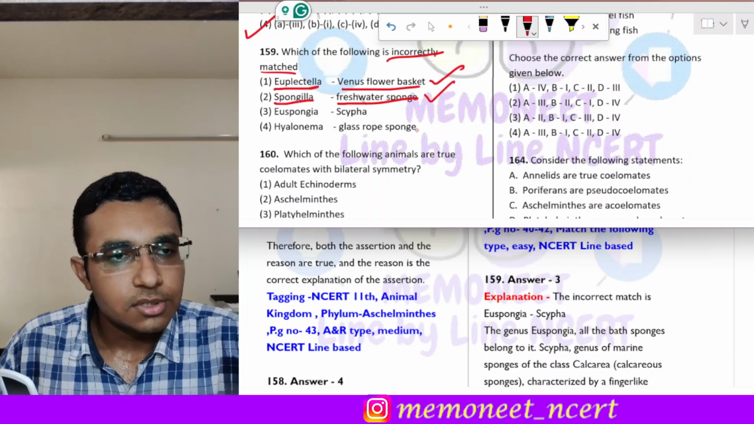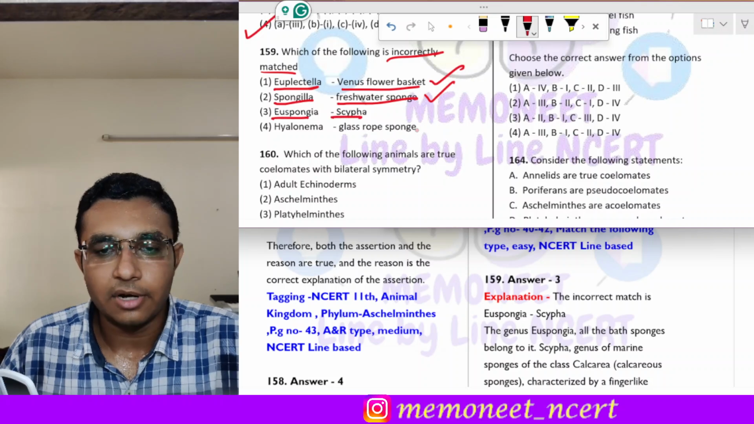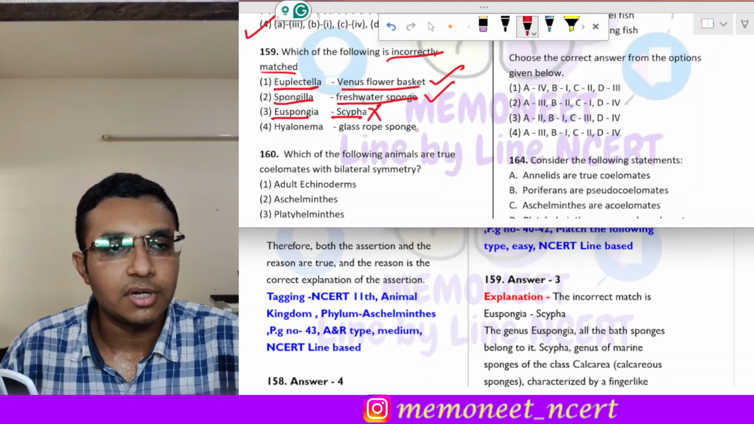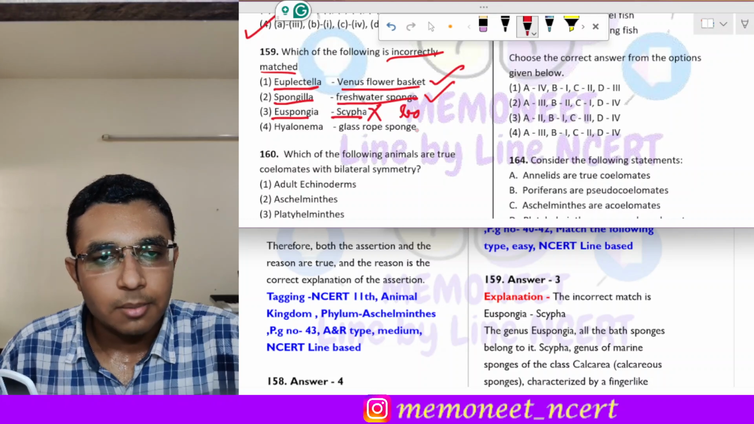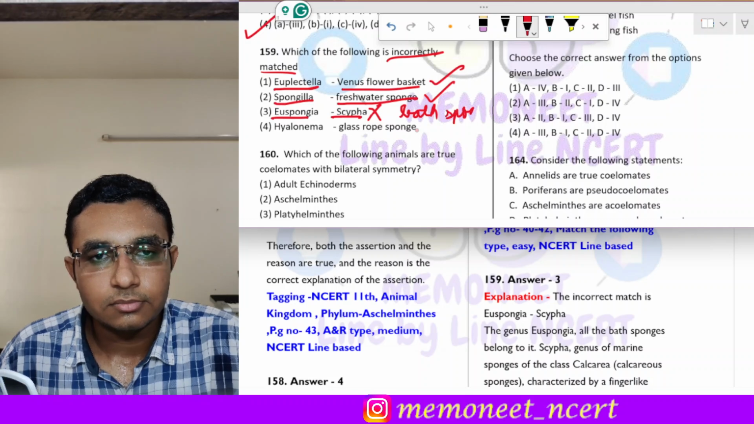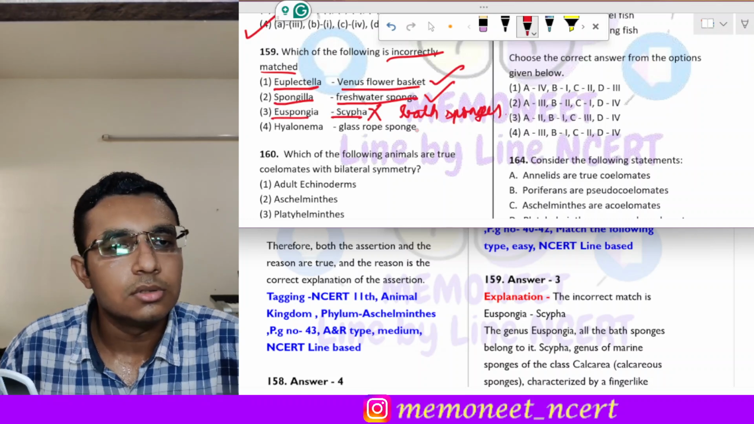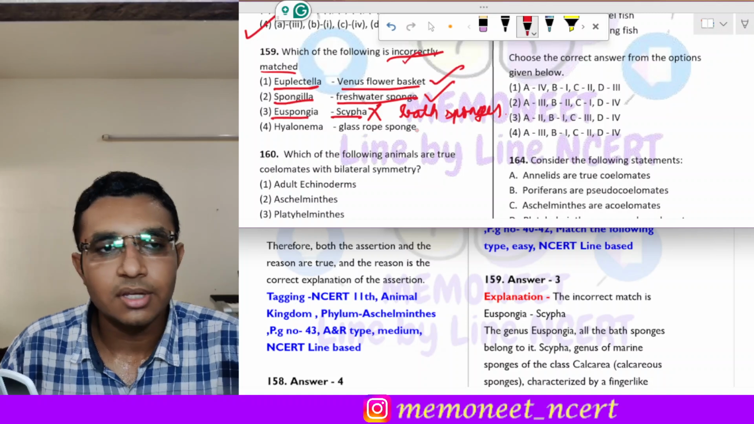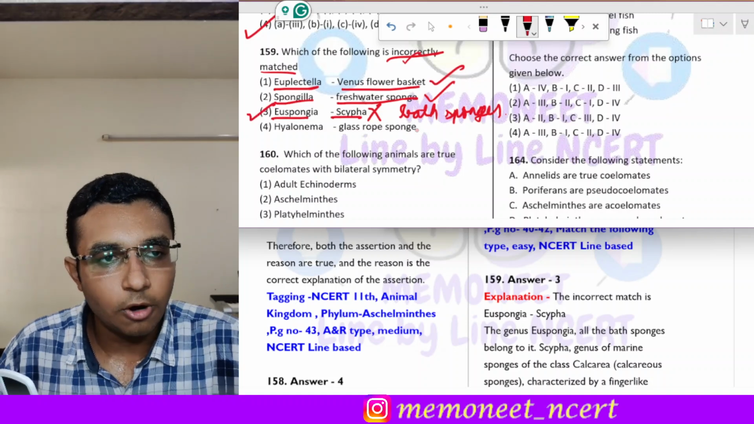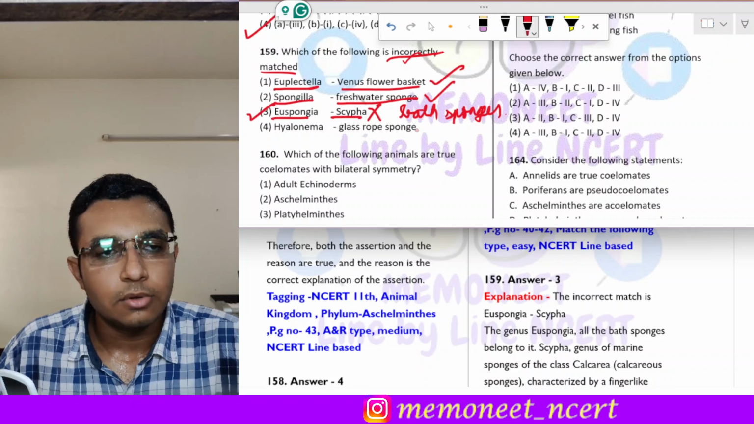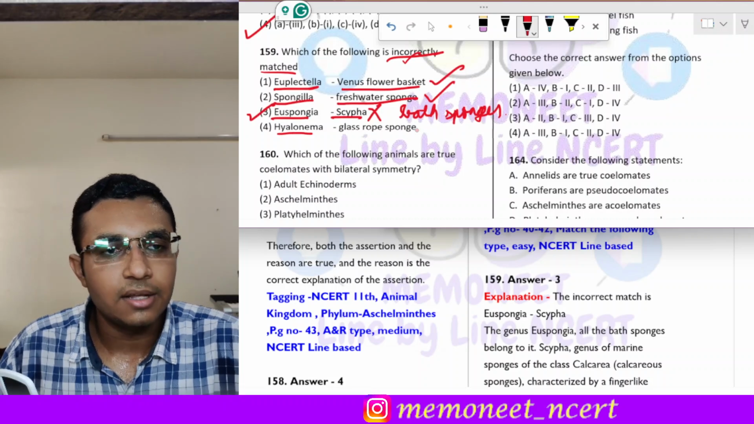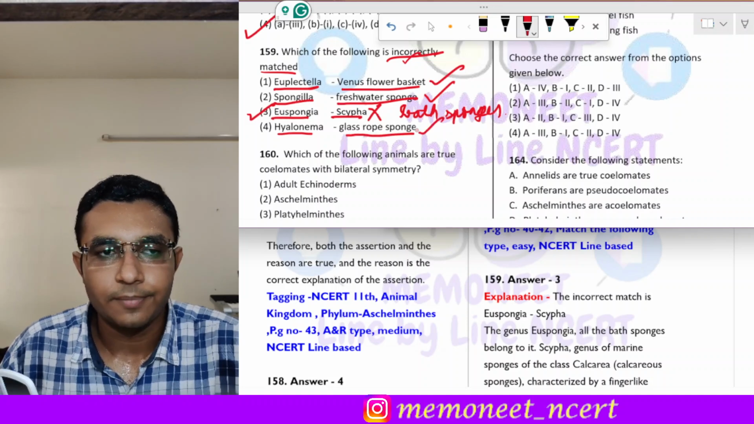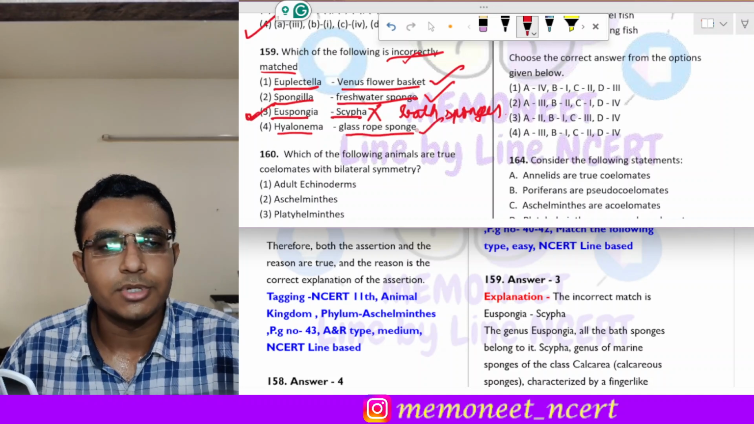The third option is Euspongia is called as Cypha. So is this correct? So no, Euspongia is not called as Cypha, but Euspongia is called as bath sponges. Okay, so third option is incorrect, and in the question we have to find the incorrect matching. So the correct answer of this question will be option 3. Let us see the fourth option also. Fourth option is Hyalonema is also called as glass rope sponge. So this option is also correct. So the correct answer of this question is option 3.